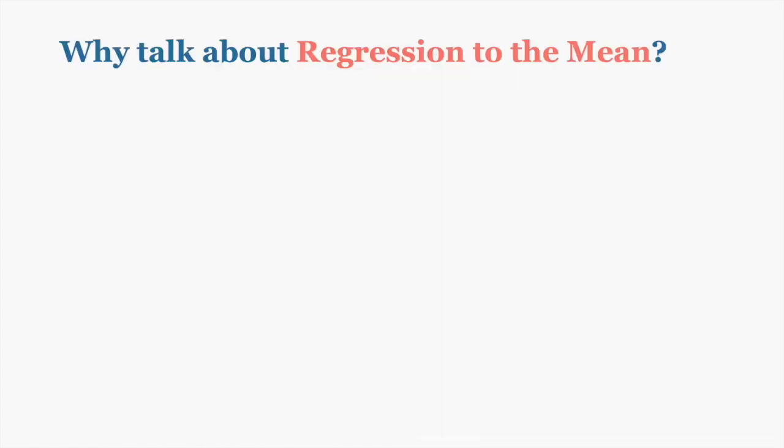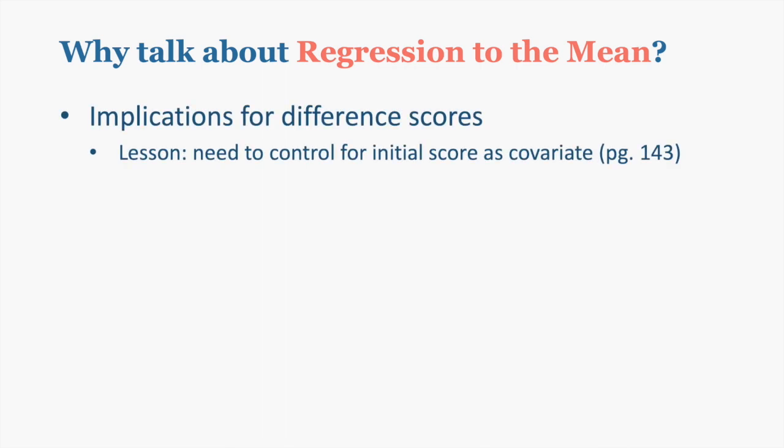So why even talk about regression to the mean? I mean, it's cool, right? But it actually has some implications for what we do. For one thing, if you're looking at difference scores, so your outcome is, let's say, the difference between pre-test and post-test scores, this actually helps us know that we need to control for the initial score as a covariate, even if it is part of our measure of our outcome. It's weird, but it's what you need to do. So if you look at pre to post change, you need to control for pre-test scores in your model.